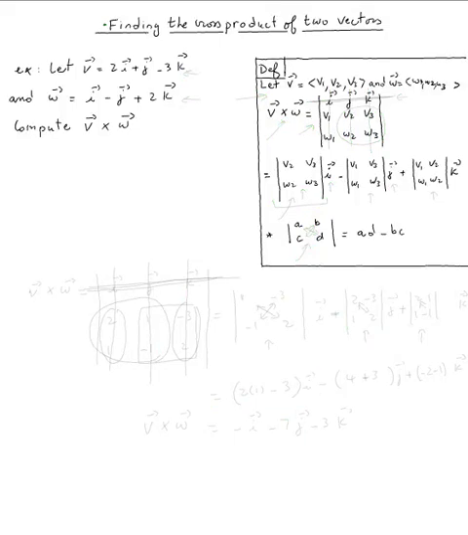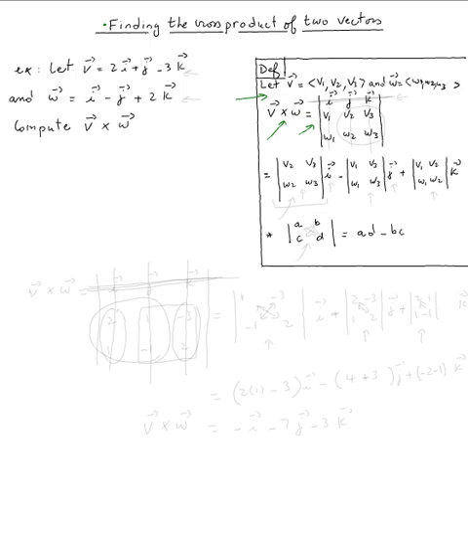The topic is finding the cross product of two vectors. So let's look at the definition. If you have two vectors, v equal v1, v2, v3, and w equal w1, w2, w3, then the cross product, v cross product w, will be equal to this determinant.